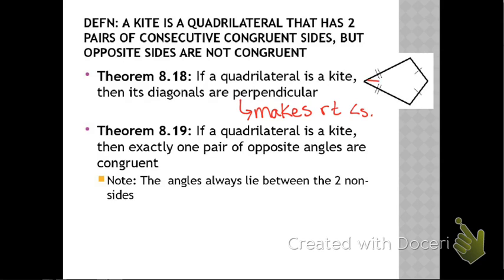Okay, so if we look at the diagonals in this diagram, it should be pretty clear that those would intersect at right angles there.